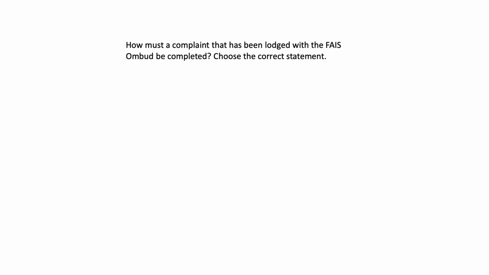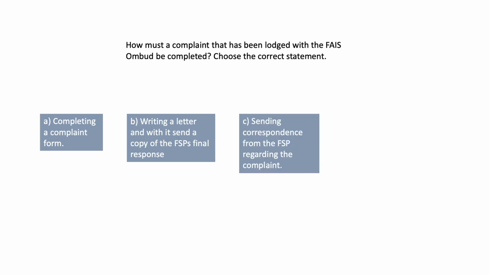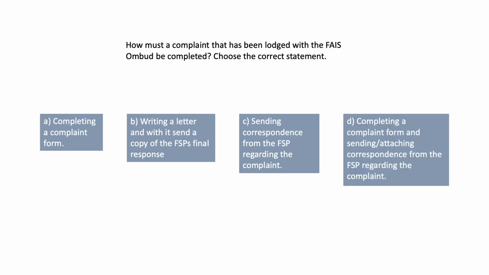Question 2. How must a complaint that has been lodged with the FAIS Ombud be completed? Choose the correct statement. A. Completing a complaint form. B. Writing a letter and with it send a copy of the FSP's final response. C. Sending correspondence from the FSP regarding the complaint. D. Completing a complaint form and sending or attaching correspondence from the FSP regarding the complaint.